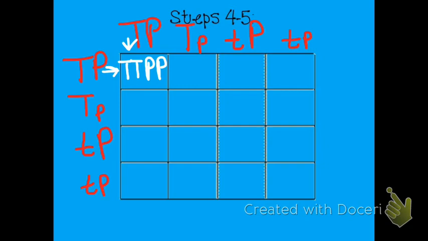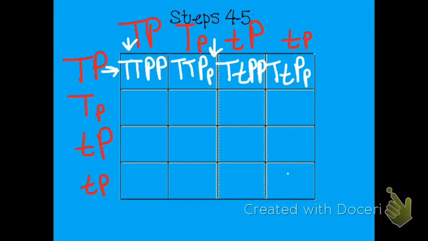In our second box, we're going to get big T, big T, big P, little p, because we're crossing this box with this first gamete over here. Notice that I've kept my T's together, my P's together, and in my P's, I put my capital P before the lowercase p. In our third box, we're going to have big T, little t, big P, big P. And in our fourth box, we're going to have big T, big P, little p. So that takes care of our first row.